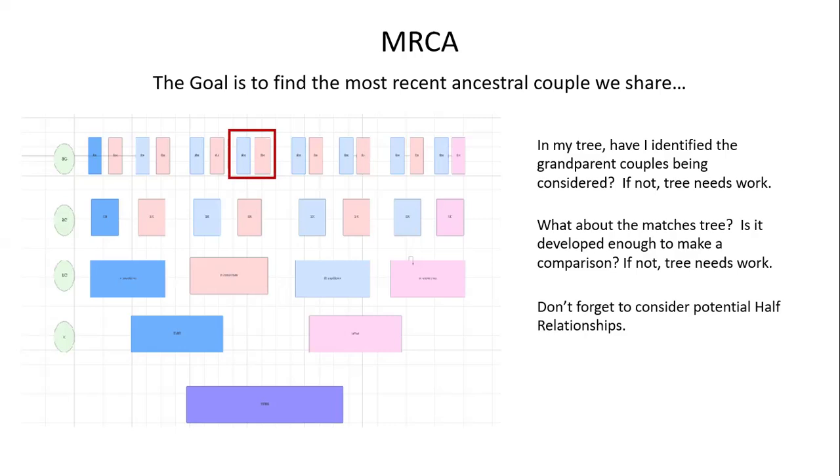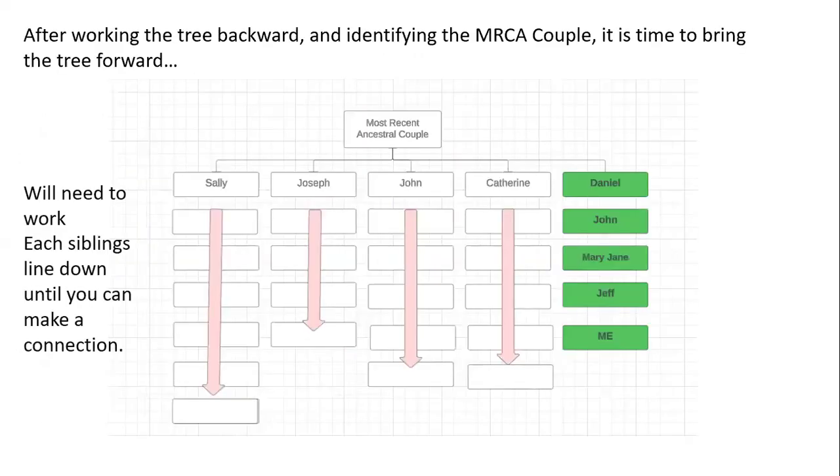And so if I identified that ancestral couple in the red box as the most recent one we share in common, the next step is that we are going to pull up that couple that we share. We're going to identify as many of the children as we can. My line's down from Daniel, John, Mary Jane, Jeff, on down. I know she's going to be a step below, but you start taking those siblings and you start working them forward. And we've worked her tree back to fill in those question marks as much as we could.